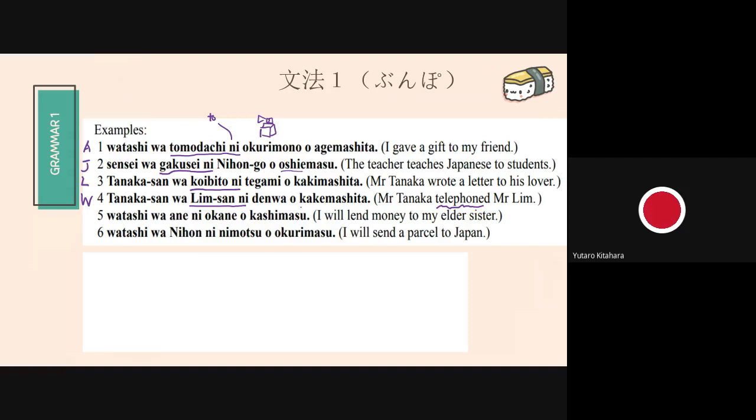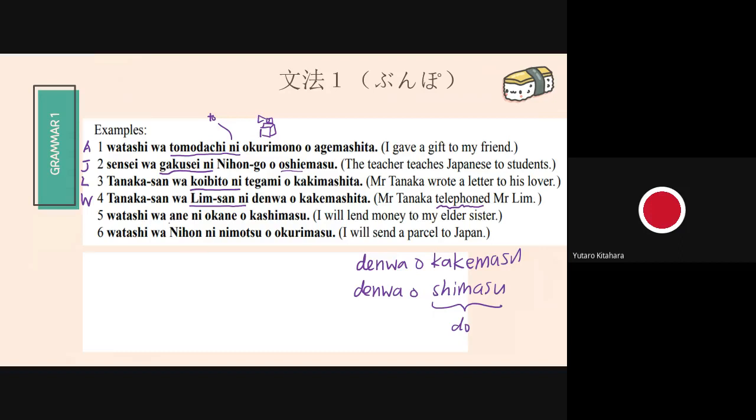電話 wo kakemashita. Just to let you know, if you don't want to say 電話 wo kakemashita, there is a shortcut. We just say 電話 wo shimasu. What is shimasu, class? Shimasu is do, correct. So 電話 wo shimasu means do phone. So it means make a phone call also. That's another way of saying the same thing. You can do that also. Call to Lim-san. That's all.